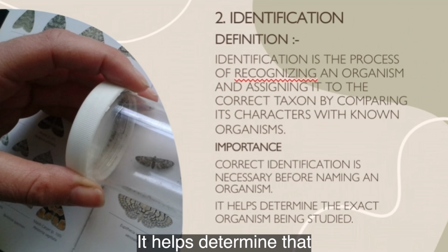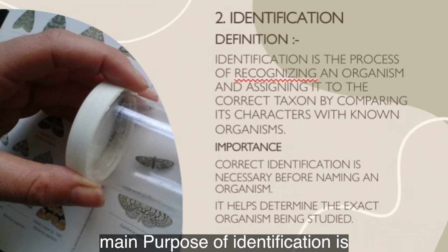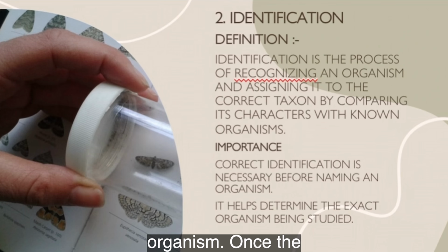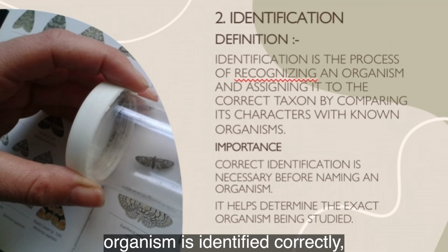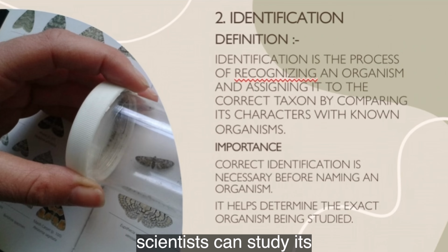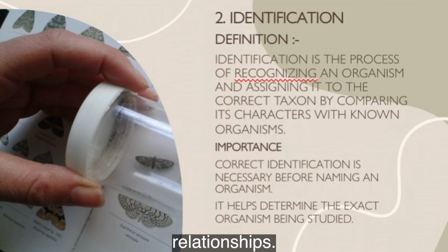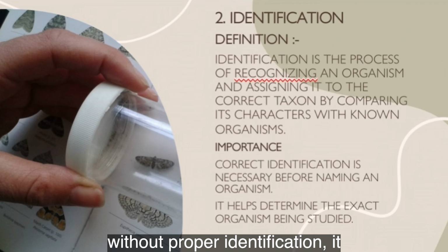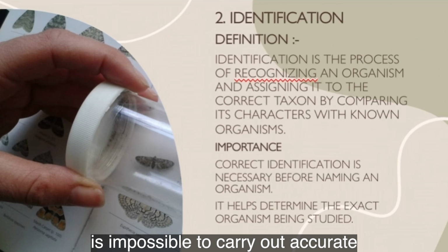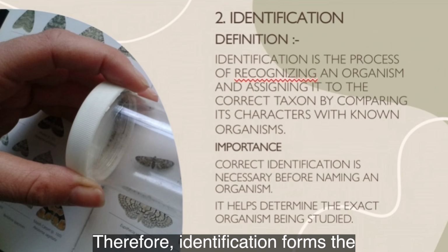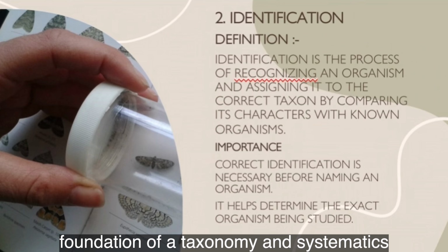It helps determine the exact organism being studied. The main purpose of identification is to determine the exact identity of an organism. Once the organism is identified correctly, scientists can study its classification, ecology, distribution, economic importance, and evolutionary relationships. Without proper identification, it is impossible to carry out accurate biological research. Therefore, identification forms the foundation of taxonomy and systematics.